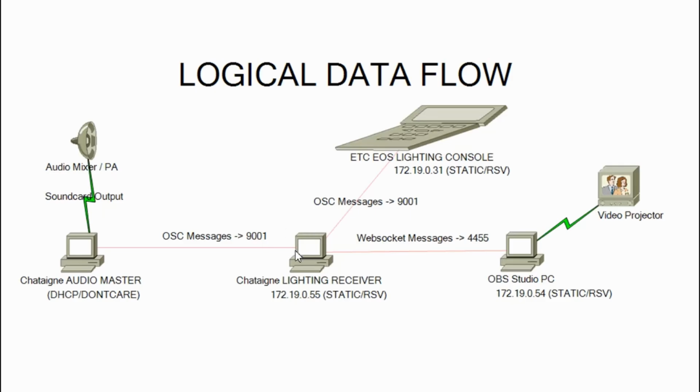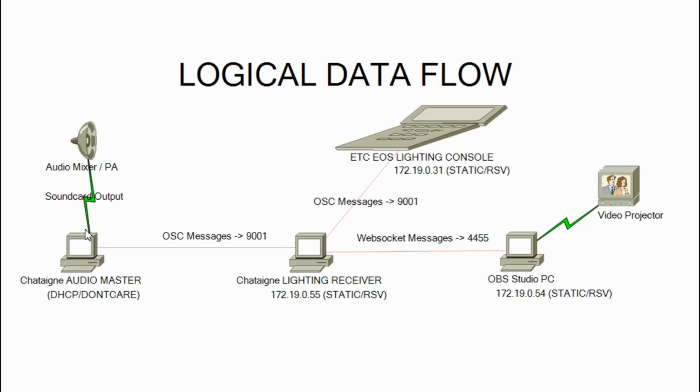And aside from just running cues internally, it's also going to send out OSC messages on port 9001, targeting our lighting console, which is 172.19.0.131. It's also going to send out WebSocket messages targeting port 4455 on our OBS Studio PC, which is sitting at 0.54. The OBS Studio PC is running in studio mode, and its main virtual projector is actually a second display port on the back of it, and we're sending that out to our large format venue projector for scenic projection and that type of thing. So this is our logical data flow.